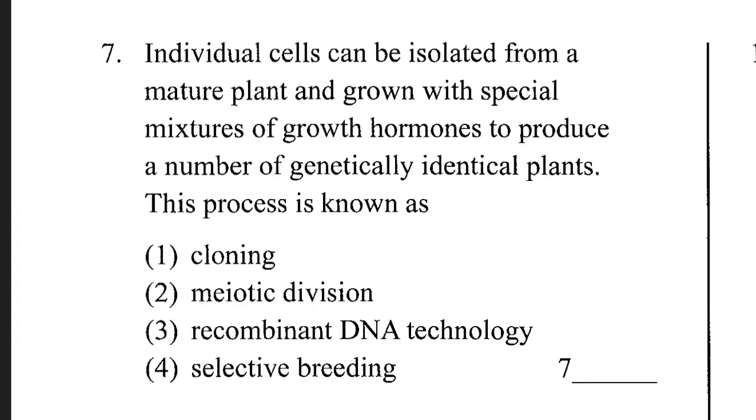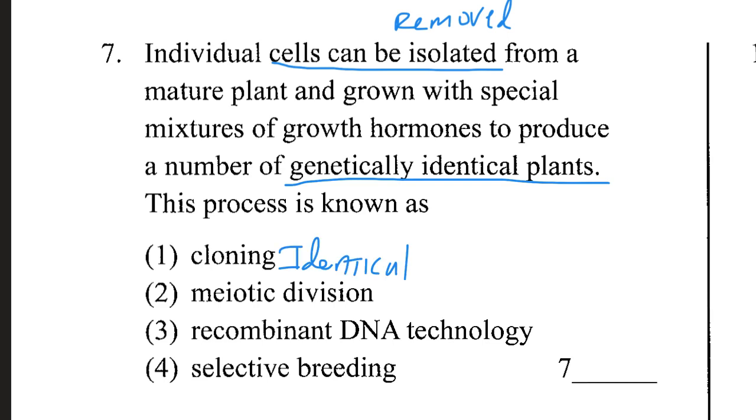Question 7. Individual cells can be isolated from a mature plant and grown with special mixtures of growth hormones to produce a number of genetically identical plants. So as I'm reading the question, I'm seeing cells can be isolated, which means removed, and then they're used to make genetically identical plants. Those are the important words that I'm focusing on as I move into reading the options. To finish the question, this process is known as option 1, cloning.